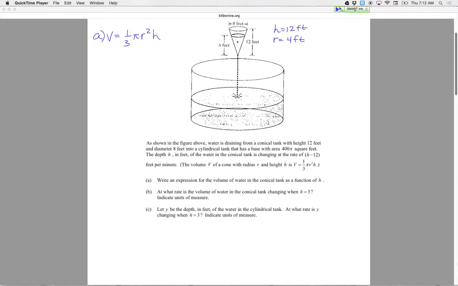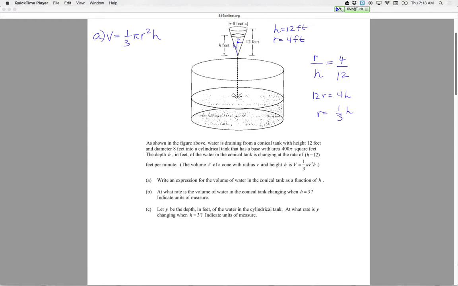We can say at any height, we have a radius r. And we can say r is to h as 4 is to 12. And then we can solve. We have 12r is equal to 4h. And if we solve for the radius, we're going to get r is equal to what? 4h over 12, or 1/3 h.